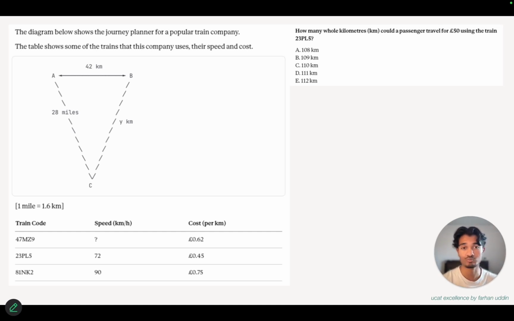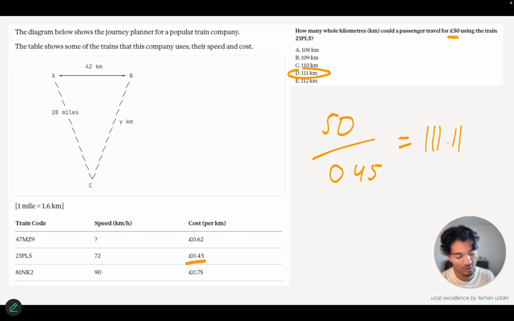Okay, so this is more of a reasoning question than it is speed, distance, time, where if you've got 50 pounds to use and the cost per kilometer is 0.45 pounds, then the way you calculate how many whole kilometers you could do is by doing 50 divided by the cost of each kilometer to give you 111.11, or rounded to the whole kilometers is going to be D. Even if this number gave you 111.99, you'd still round down to 111 because that's the number of whole kilometers you should be going for.